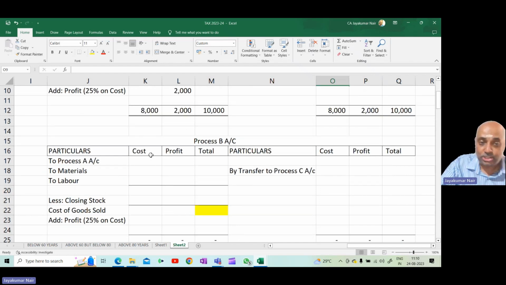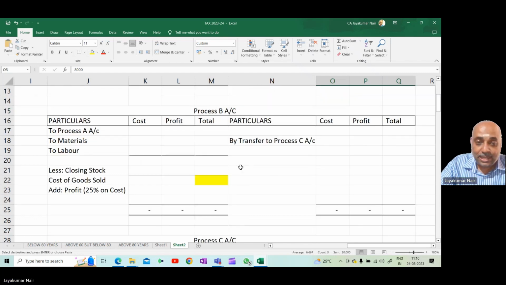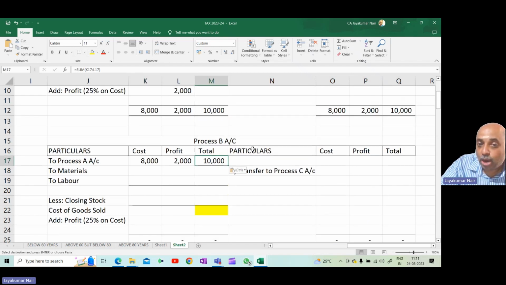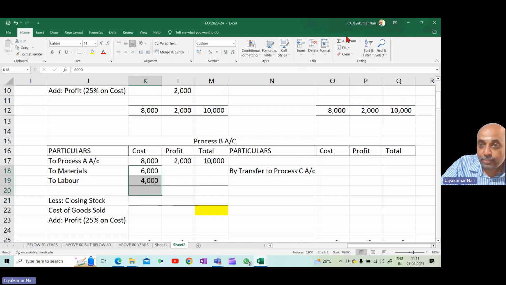Moving on to process B. So what is process B? It receives goods from the previous process, that is process A. So this is the input for this particular process. The output of process A becomes the input for process B. And it incurs expenditure, material 6,000, labor 4,000. Therefore, what is the total?